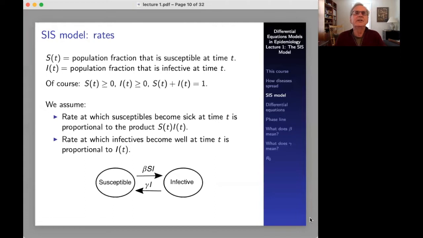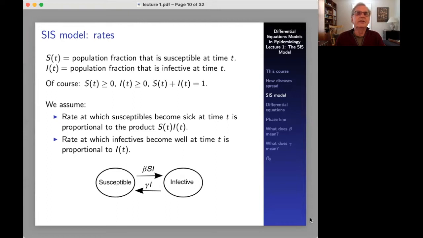Let's let S of t denote the population fraction that's susceptible at time t, and let I of t denote the population fraction that's infective at time t. These are population fractions. S and I are between 0 and 1, and they have to add up to 1, since everybody's in one group or the other.